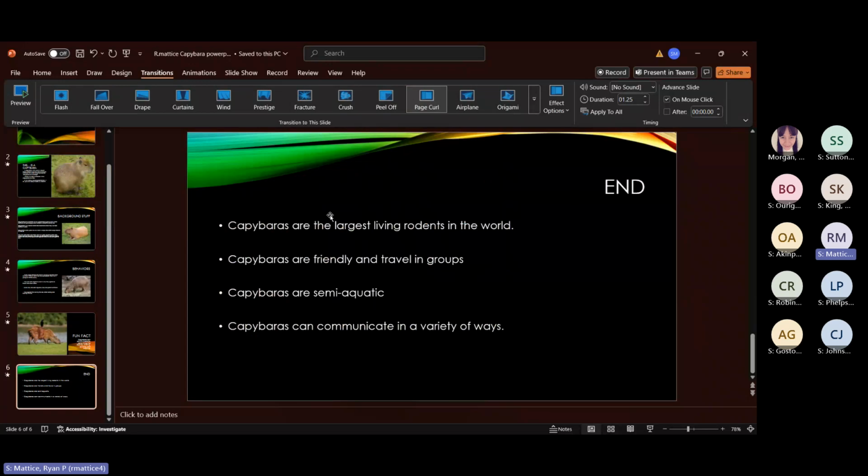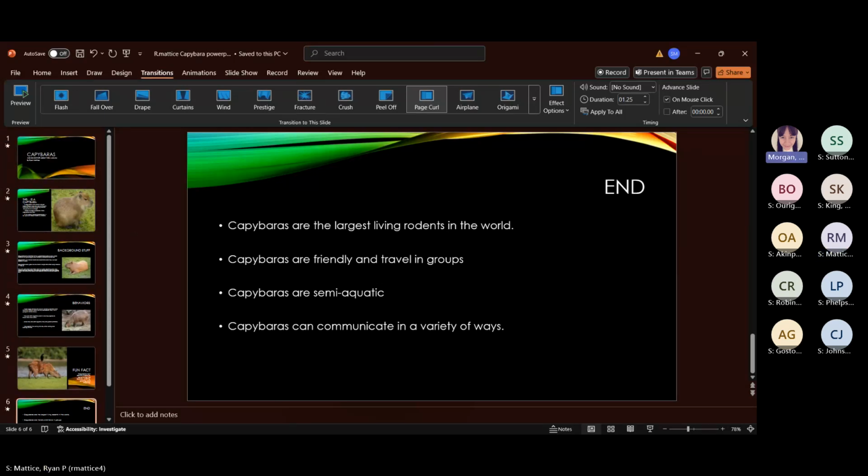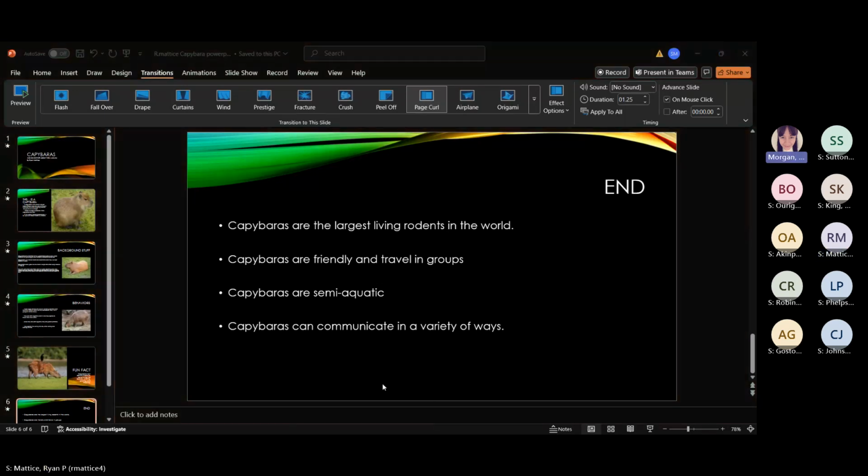In the end, capybaras are the largest living rodents in the world that are alive currently. That's what I just said, redundancy. Capybaras are friendly and travel in groups. They're semi-aquatic and they communicate in a variety of ways, some are odd and some are relatively normal. That's all she wrote.